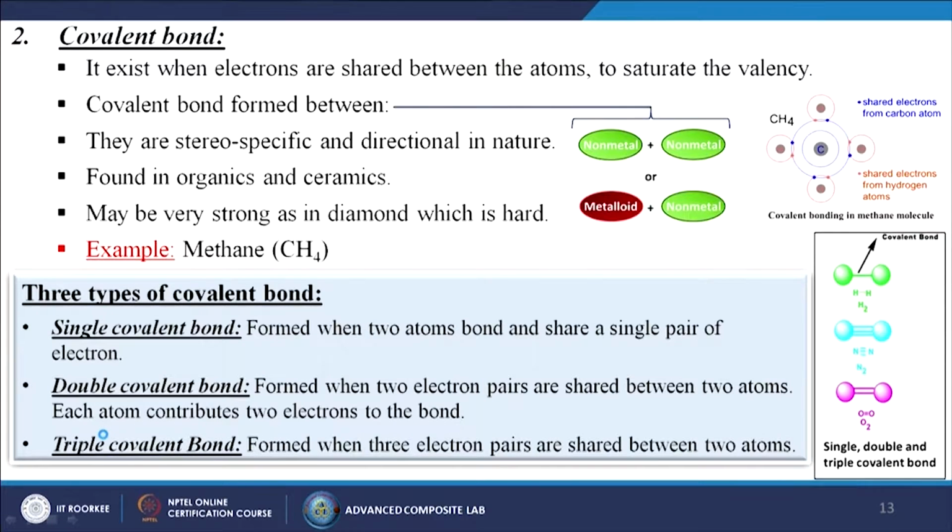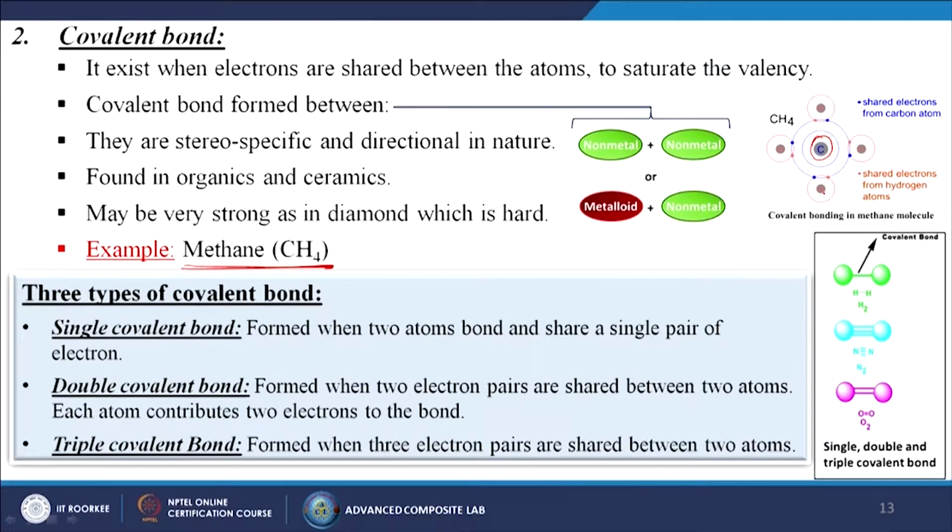Now, we are going to discuss the covalent bond. It exists when electrons are shared between the atoms to saturate the valency. Covalent bonds are formed between non-metals, or between a metalloid and a non-metal. They are stereospecific and directional in nature, found in organics and ceramics, and may be very strong as in diamond, which is very hard. An example is methane, CH4. In this case you can see that C is present in the main orbital and then H is surrounded by this, and these are all attached with covalent bonds.